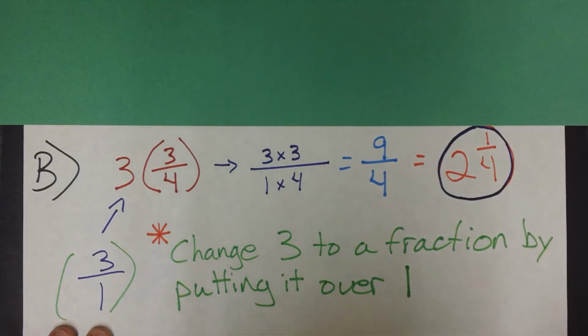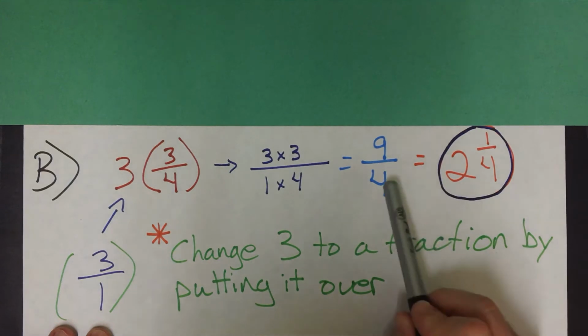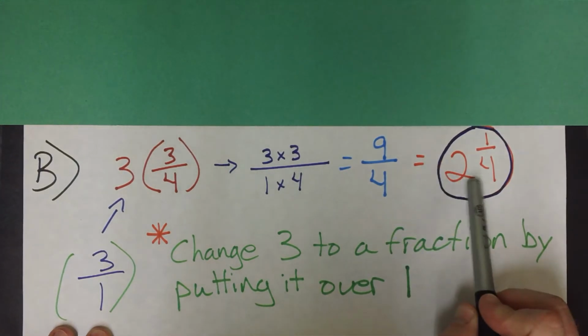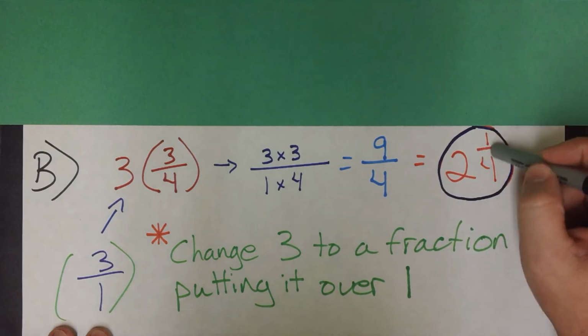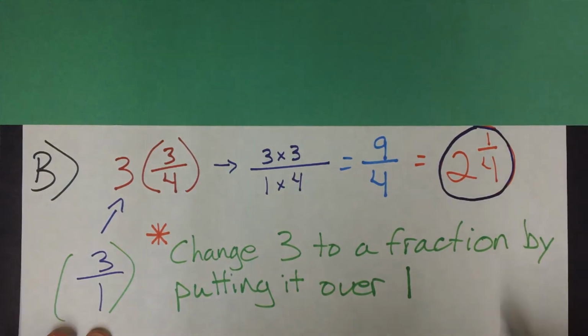9/4 is an improper fraction, so we're going to divide up. 4 goes into 9 2 times, which is 8. And then 9 minus 8, there's a remainder of 1 over 4. So your final answer is 2 1/4.